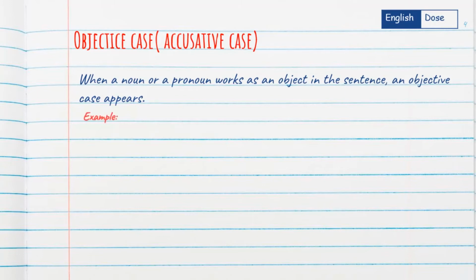Let's see the examples. Robert does not eat burgers. So here burgers are what? Burgers are the object. They function here as the object. So burgers are the objective case. He loves pizza. So what is the noun here? Pizza. And at what place is it? It is at the place of object and it functions as an object. So it is the objective case.